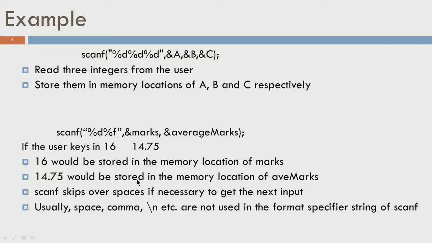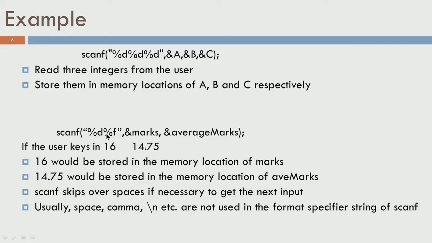Usually space, comma, backslash n and so on are not specified in the format specifier. In the format specifier which you put within double quotes, you usually do not put space, comma and other things. In printf it is useful to print something on the screen. In scanf you just want the data from the user, and the user may enter space and so on, and scanf automatically ignores it. So, usually you do not put it as part of the format specifier. The scanf skips over spaces if necessary to get the next input.